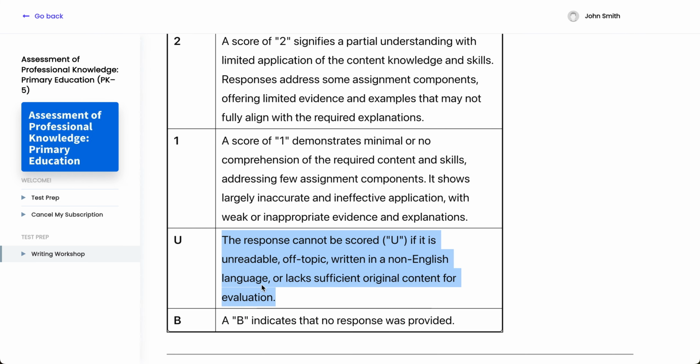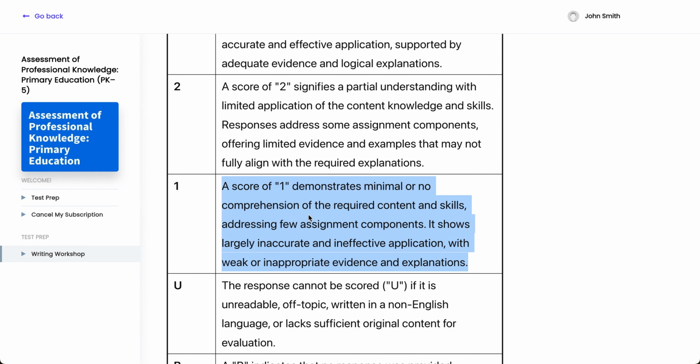And if you get a U, that means that you wrote something that is off topic, which means if you are asked to write an essay about how you will provide effective instruction, and you write about the great delicious pizza that you ate the night before or something like that, that is off topic and you'll get a score of U. Again, we don't want to do that.